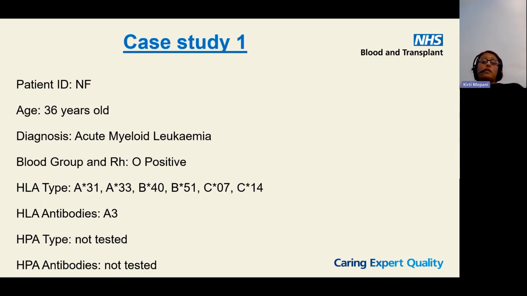The added benefit for this patient was that her antibody profile was only an A3 compared to the next case study, which was highly sensitized, and the patient had no HPA antibodies, which means it was slightly easier to provide platelets for. So next slide, please.